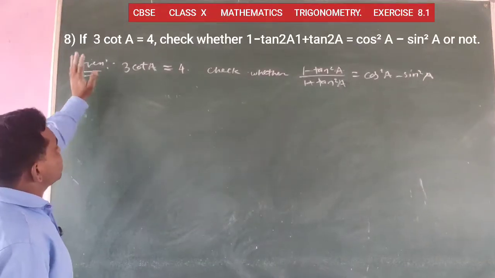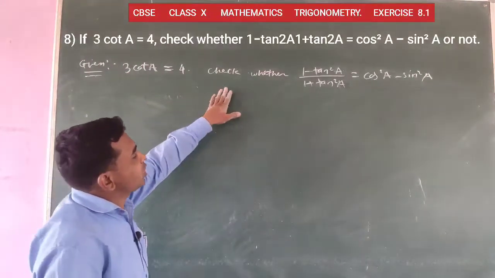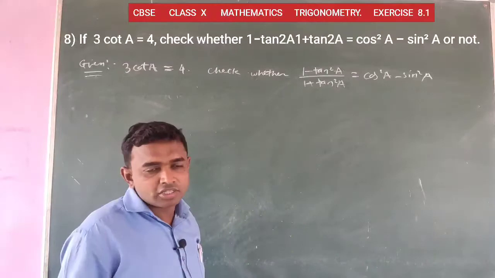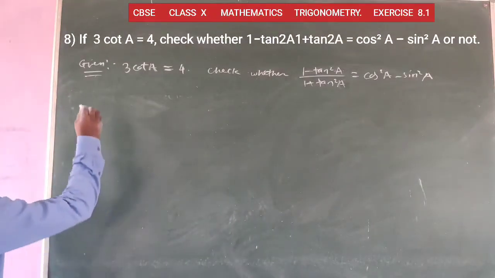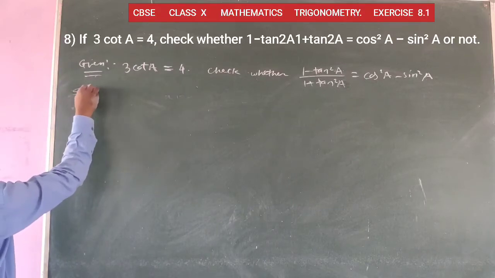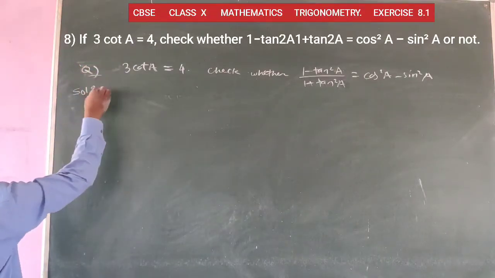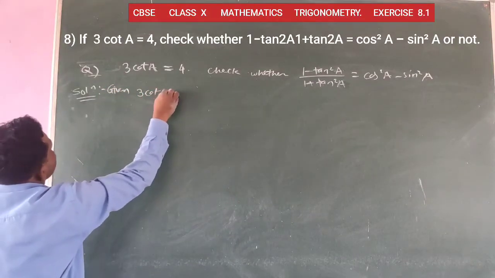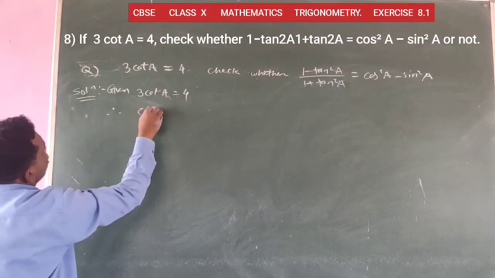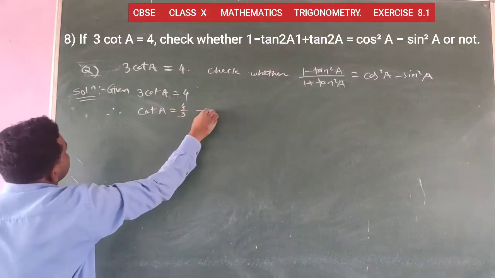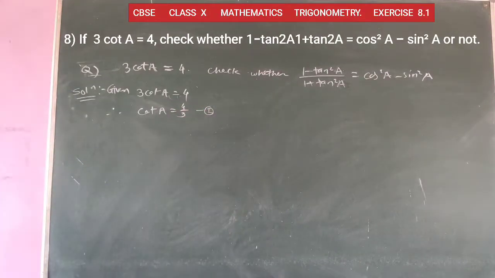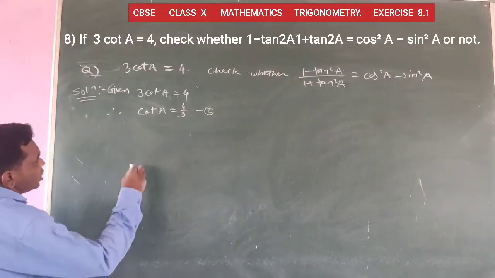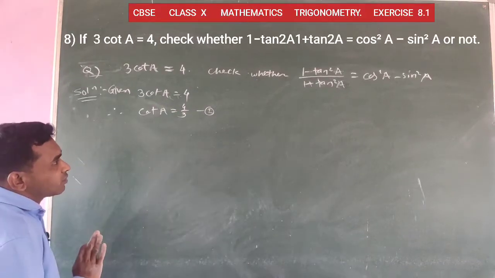And question number 8, the given value is 3 cot A is equal to 4, and we have to check whether 1 minus tan square A upon 1 plus tan square A is equal to cos square A minus sin square A is correct or not. So first write down in the solution the given part. The given value is 3 cot of A is equal to 4. So cot of A is equal to 4 by 3, equation number 1. 3 is in multiplication, after transferring to the right hand side it will be in division. So 4 by 3.